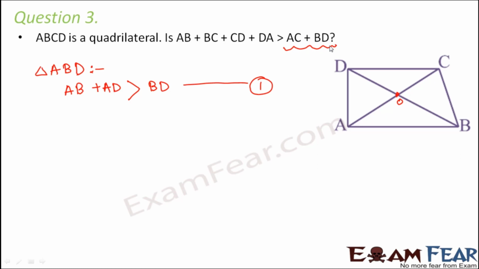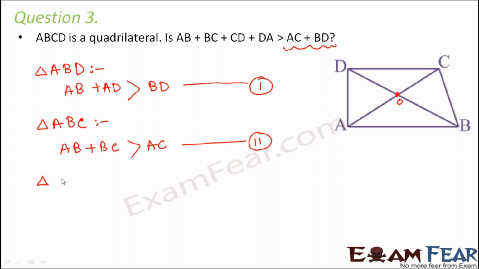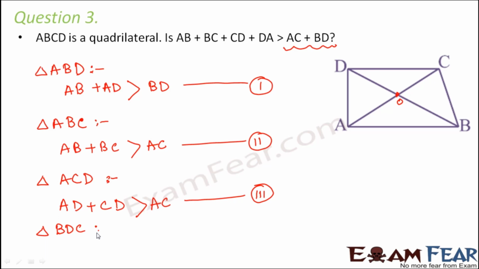Here also, if you observe, we are trying to keep the diagonals on the right hand side. Similarly, let's look at triangle ABC. Here AB plus BC is greater than AC. Likewise, we will focus on triangle ACD. In ACD, we see that AD plus CD is greater than AC, which is our equation 3. And finally, in triangle BDC, we find that BC plus CD is greater than BD, which is our equation 4.